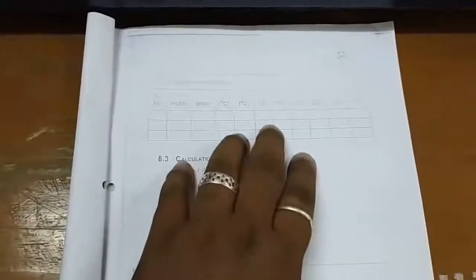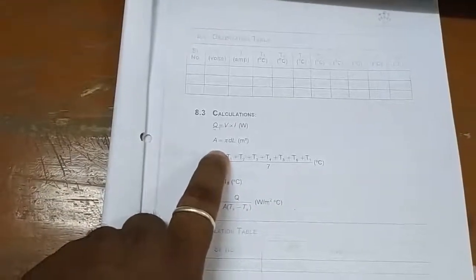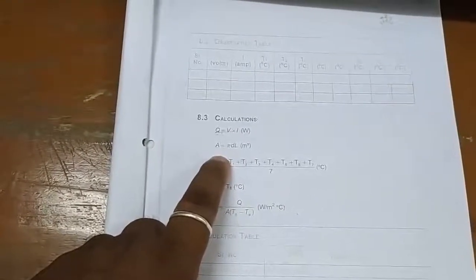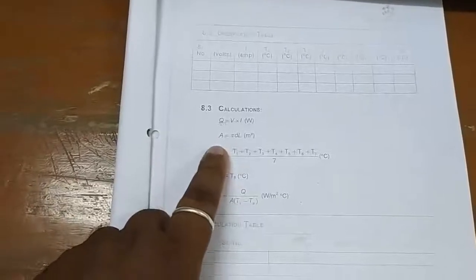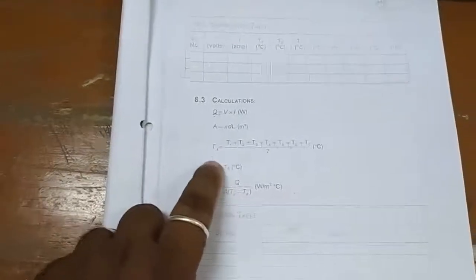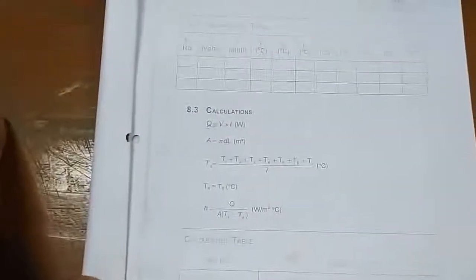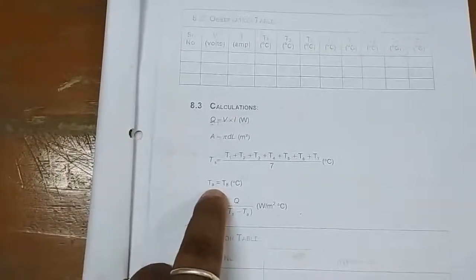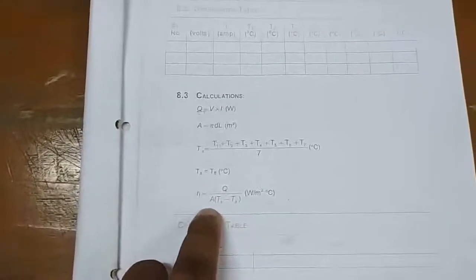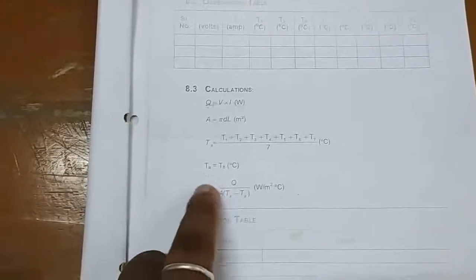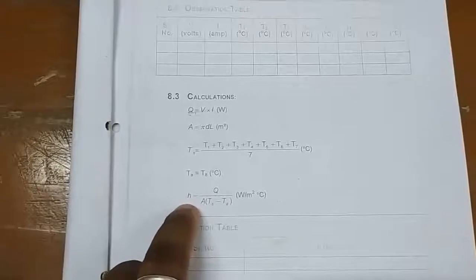After filling this observation table, we can find out the heat input, that is voltage into current. The area will be given. We can find it out from the diameter and length of this. Then the average temperature of the vertical cylinder. Then the ambient temperature you can find out. Then from the formula of Newton's law of cooling, we can find out the heat transfer coefficient.